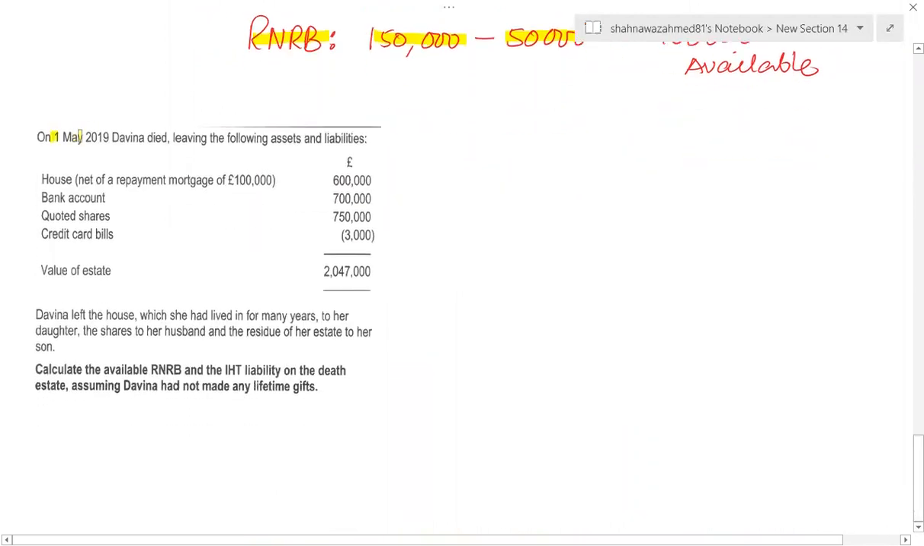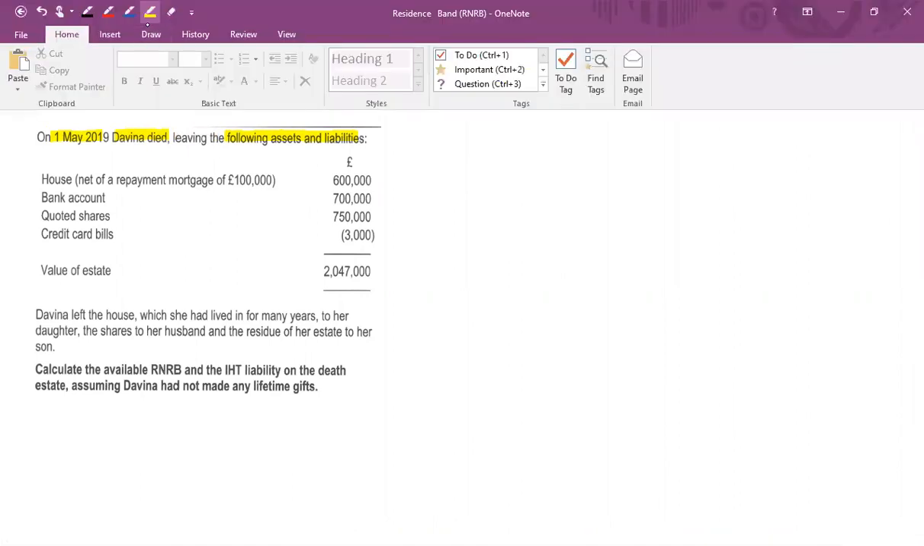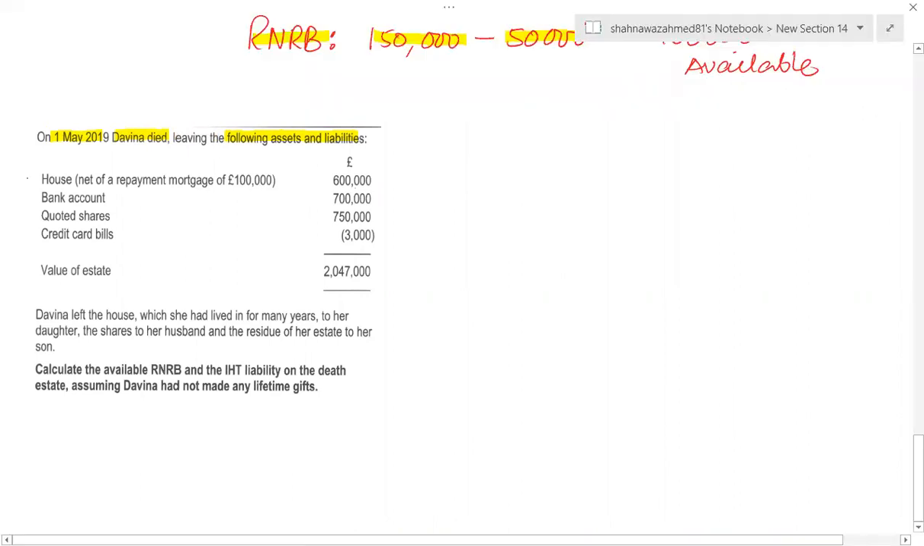On 1st May 2019, D died, leaving the following assets and liabilities. So we have to calculate the value. House, net of repayment mortgage of 100,000, 600,000. Bank account, quoted shares, credit card bills. So this is a liability. So net value of estate is 2047.